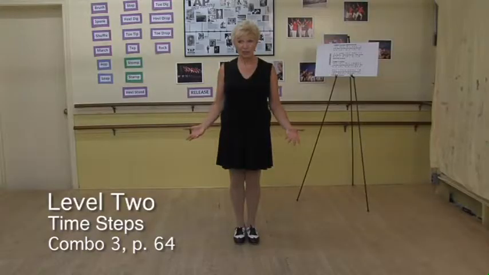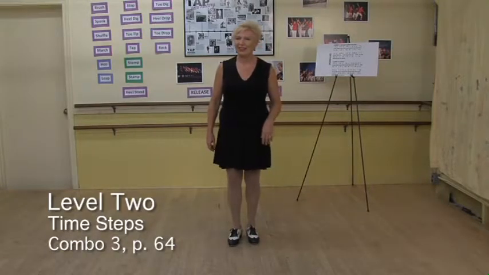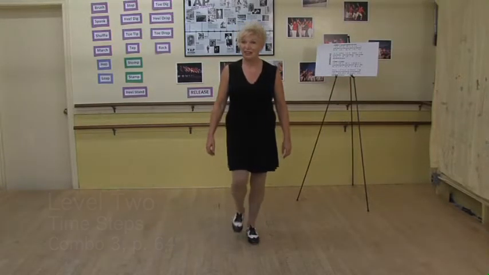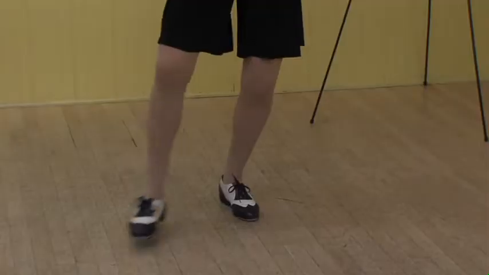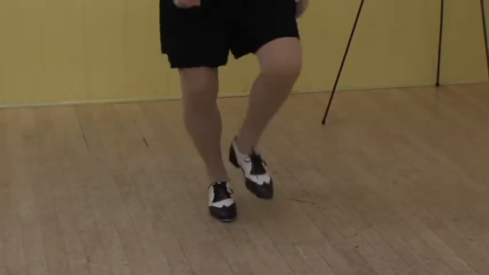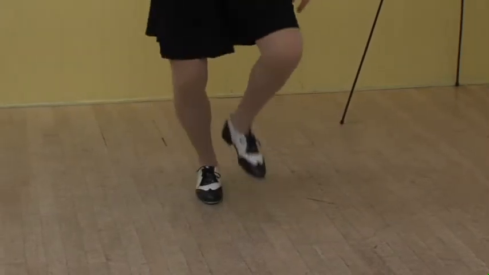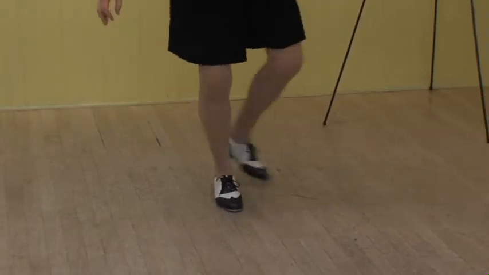Now let's do the triple time step. And again, it's called a triple time step because there are 3 sounds following the hop. Let's look at it slowly. Shuffle, hop. Now 1, 2, 3. And then we continue with our flap step. Shuffle, hop, 1, 2, 3. Shuffle, hop, 1, 2, 3.